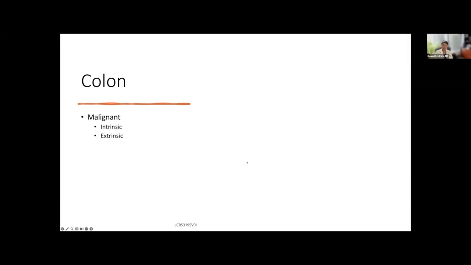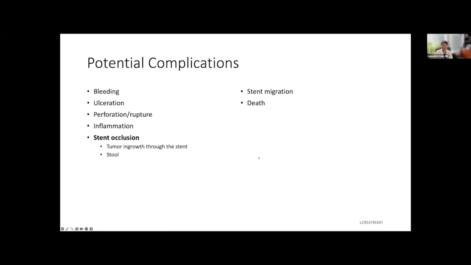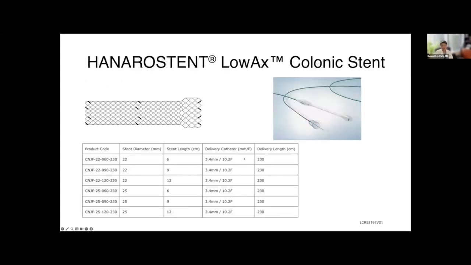So in the colon, we talked about different malignant strictures. Similar complications to all other stents: perforation, bleeding. And we talked about stent occlusion from tumor or potentially stool. Migration is not too much of an issue usually, especially for intrinsic malignancy of the colon. Sometimes for extrinsic compression from outside in, the stent may still migrate despite being uncovered, but much lower. Here are some of the different lengths and sizes that are available.